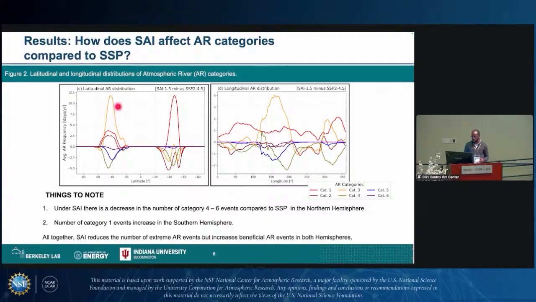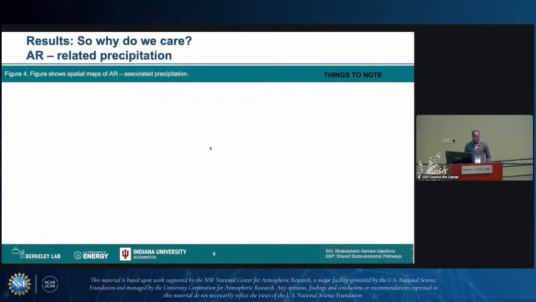One thing that we see is that we have more category 3s that are projected under this SAI experiment in the northern hemisphere relative to the southern hemisphere. And then the longitudinal extent also tells us something similar, but just tells us the locations. We see that there's a projected increase in category 3s, especially over the Pacific region.